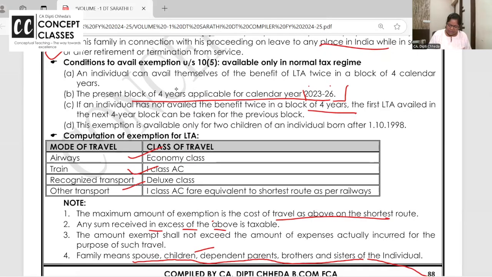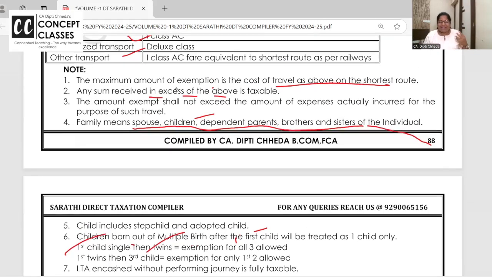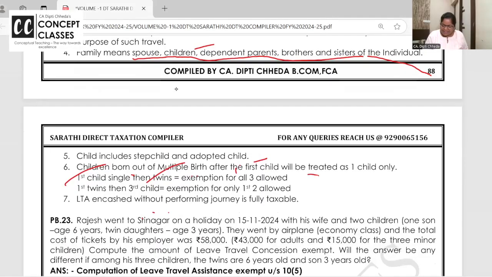But now, when it comes to children, how they are calculating children is: children born out of multiple birth, twins. First, a single child, then twins. Exemption will be given for all. First is single, then twins. I don't know whether the second will be twins or not, I'm just saying because this point is asked in the exam and I don't want you to lose marks. Look at past exam papers.